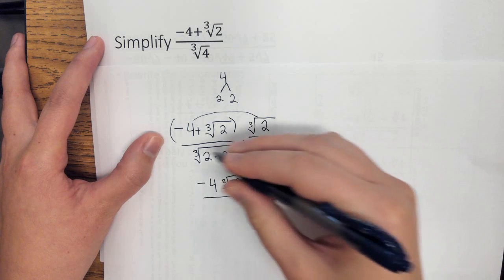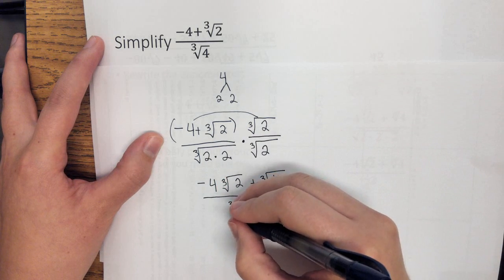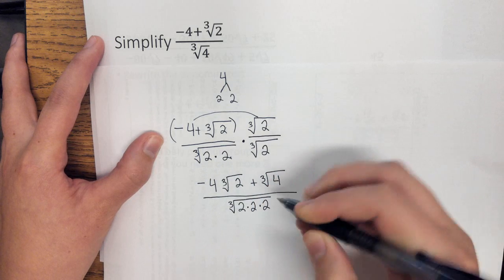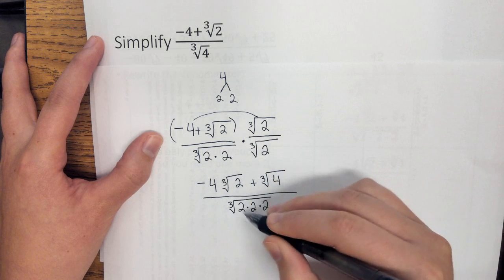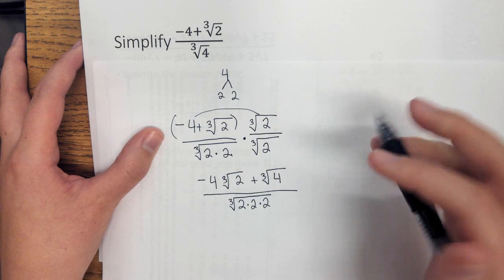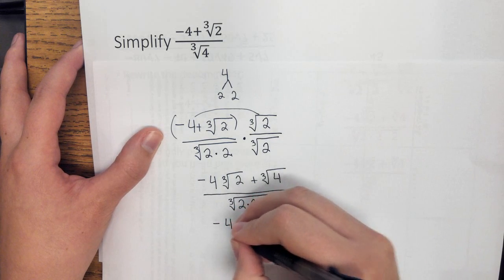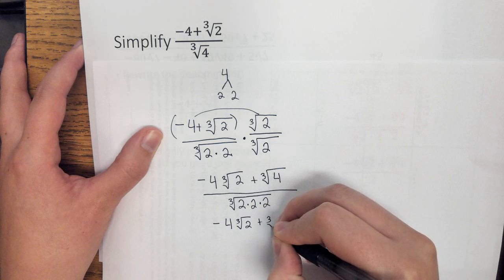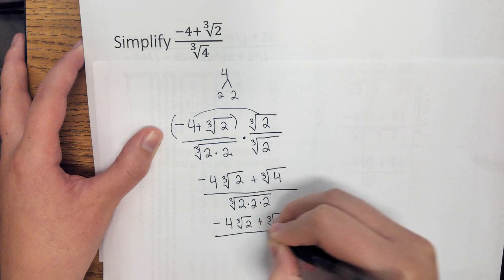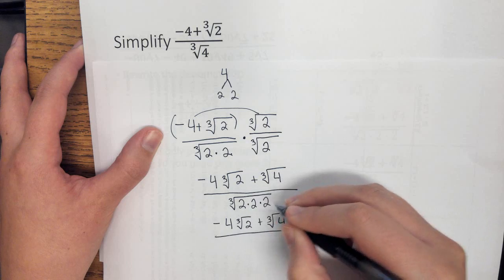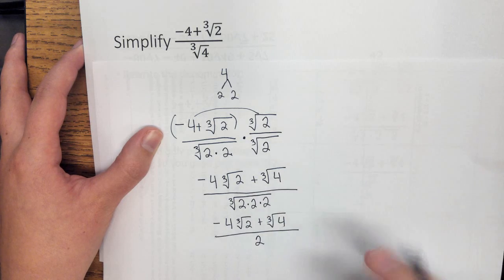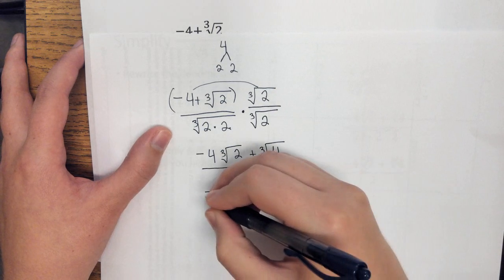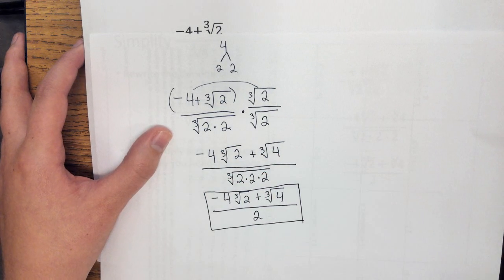On the bottom, now I have the cube root of 2 times 2 times 2, which you could write as 8. Or you can leave it like this because now I have my group of 3. That means that I can pull out a 2. So top is still exactly the same. I can't simplify anything here. There's no groups of 3 to pull out. And on the bottom, cube root of 2 times 2 times 2 is 2. And again, once we have no more radicals in the bottom of our fraction, we're pretty much done.